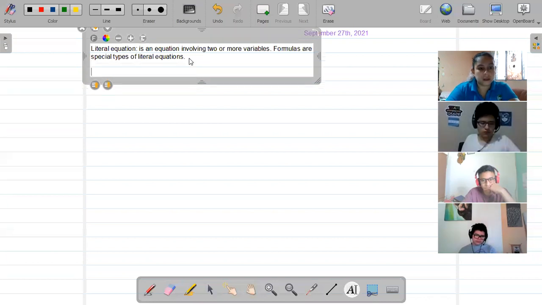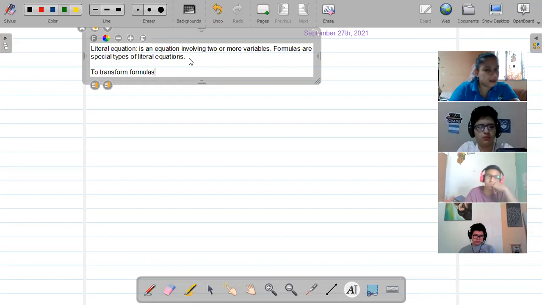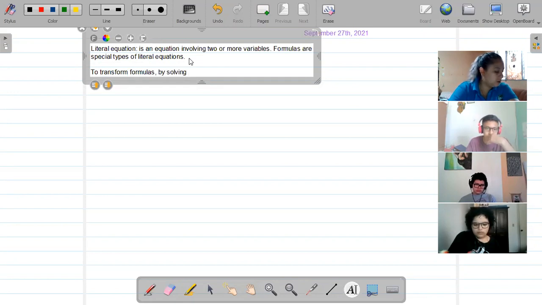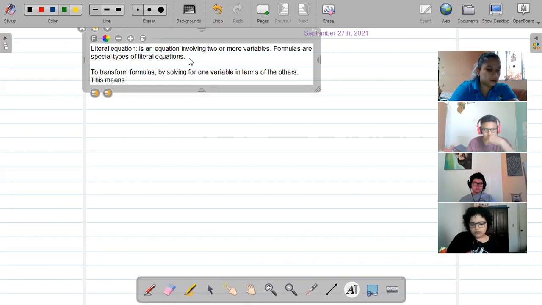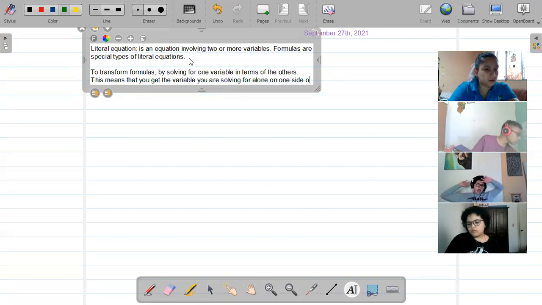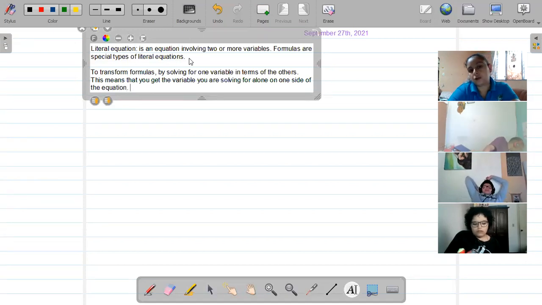And how do we transform these formulas? And why should we transform formulas? Because we probably need a variable that's not the one that's given equal to. So we're going to transform a formula or a literal equation by solving for one variable in terms of the other. This means that you get the variable you're solving for alone on one side of the equation. Basically, what we have been doing when we're solving normal equations.